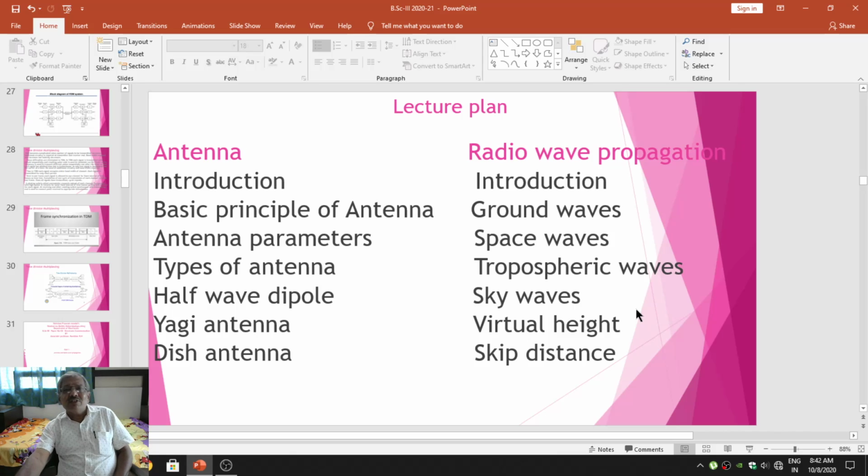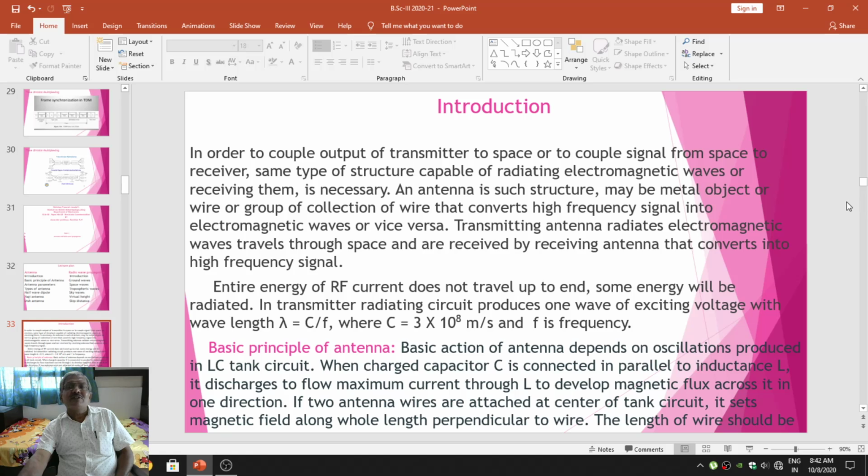So this is how we are going to plan our lecture to proceed with the topic known as antenna and radio wave propagation. Students, to proceed further, let me introduce the antenna first.